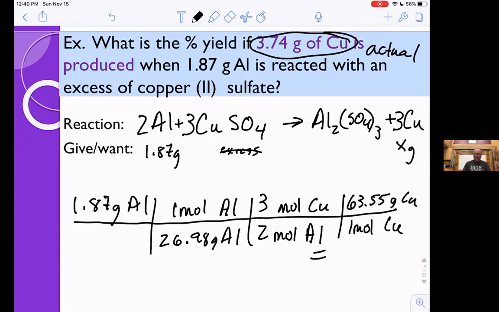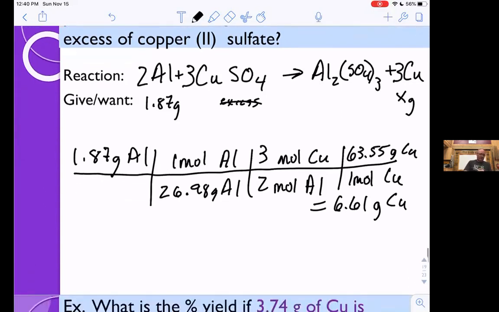What I end up getting as a result here is 6.61 grams of copper. This is what I should have gotten. This is my theoretical yield. So my percent yield calculation is going to be my actual divided by my theoretical times 100.